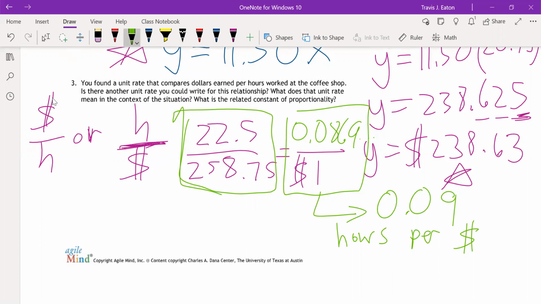But that is the constant of proportionality right here for that scenario. 0.09 is the constant of proportionality, the COP. And that's important information to know. Okay? When do you multiply by the reciprocal?